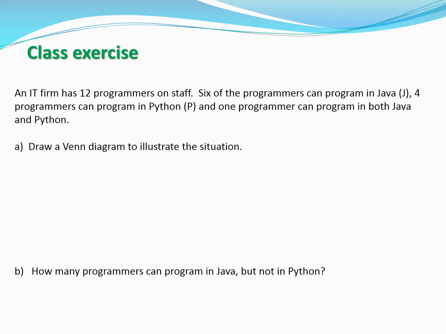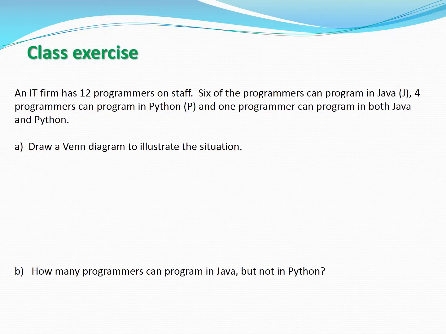Let's do a class exercise on practicing drawing Venn diagrams. This is a numerical example. So for each set, I want you to indicate how many people will fall within each set, and if they overlap, how many people will fall in that overlap.